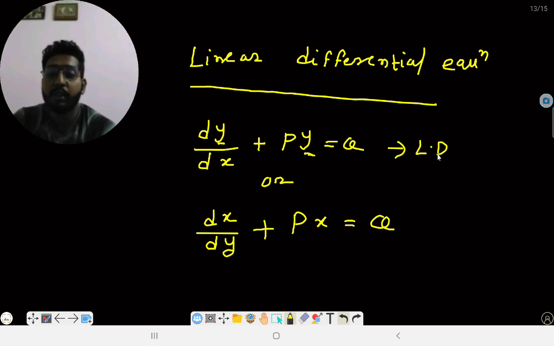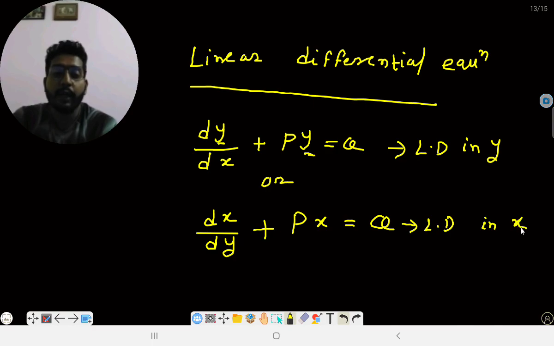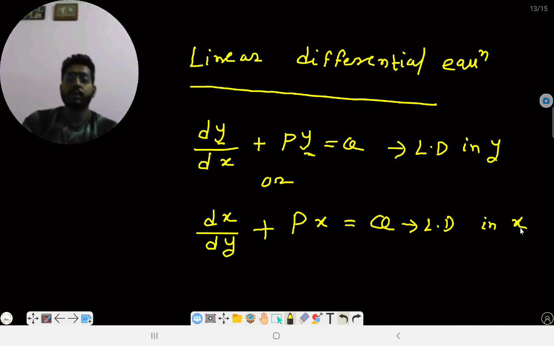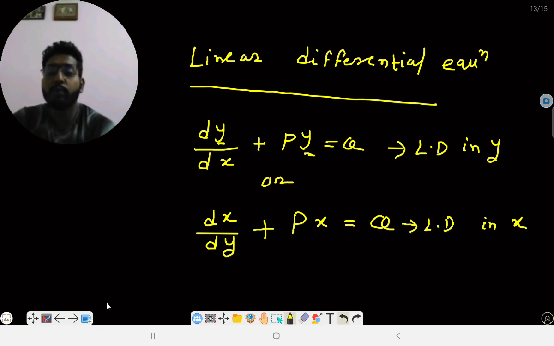LD means linear differential equation. This is called a linear differential equation in y, and this one is called a linear differential equation in x. Okay, so this is called a linear differential equation. So for a differential equation of this form, you have to apply this one, linear differential equation. Now we'll solve one problem of this one. Okay, so question number 4.